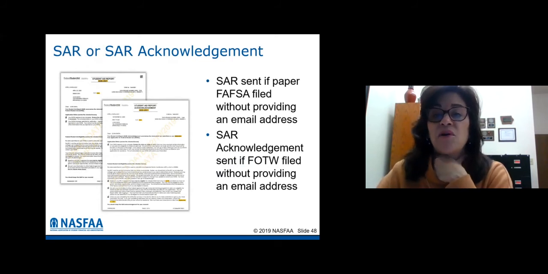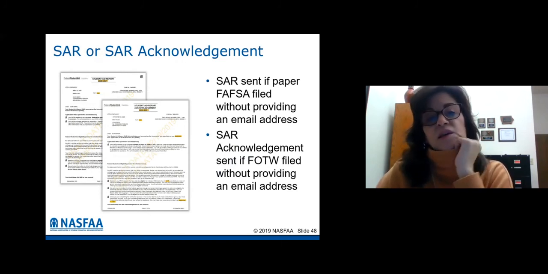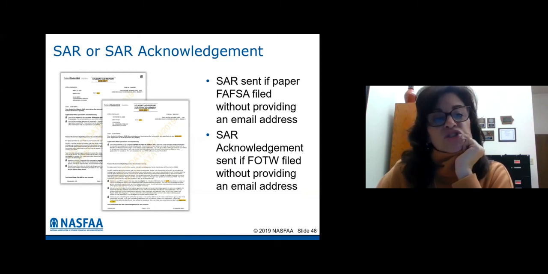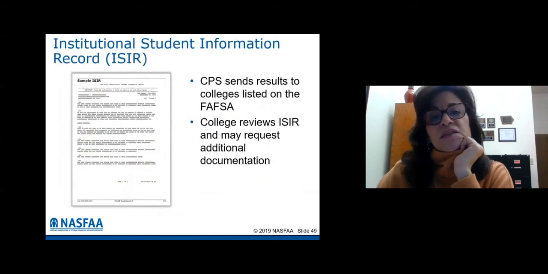They'll send a paper SAR if you didn't provide an email address, and you'll get it in the mail. Otherwise, you're going to get it via email. So email's much, much quicker. I just did my daughter's, and we had it within 24 hours, so really quick. And this is what comes to the institution. It's like 18 pages of data. This is what we use to do our financial aid awarding with.